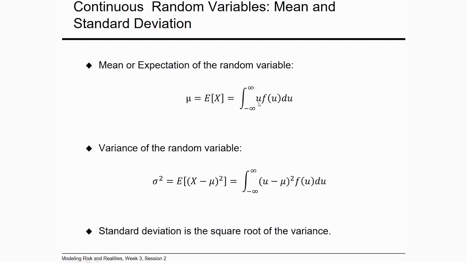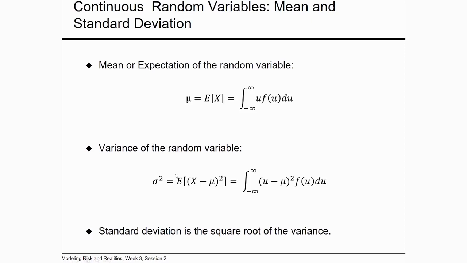Take any possible value u of the random variable and the density function of the random variable around that value u, and take the integral for all possible values of u from negative infinity to positive infinity. This gives you the expected value, or the expected value of the random variable is going to be equal to the mean mu. Similarly, we can calculate variance of the random variable.